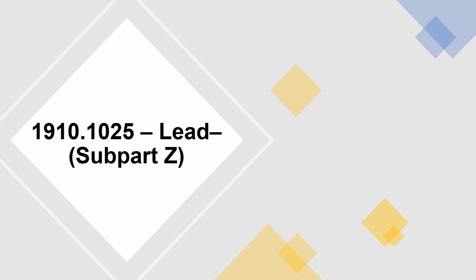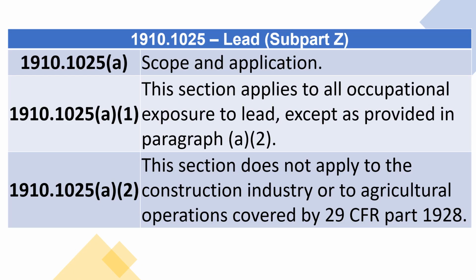1910.1025. Lead. 1910.1025. A. Scope and application. 1910.1025. A. 1. This section applies to all occupational exposure to lead, except as provided in paragraph A.2. 1910.1025. A. 2. This section does not apply to the construction industry or to agricultural operations covered by 29 CFR Part 1928.